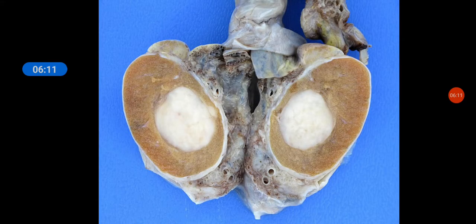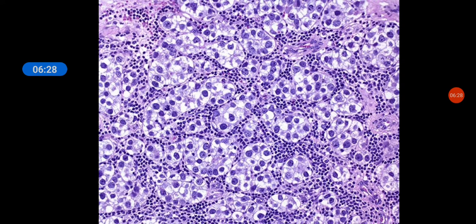This is another picture of seminoma itself, where you can see there is a well circumscribed gray to white tumor. Okay, and in the adjacent area you can see the normal testis, below you have the epididymis that goes up, and you have the spermatic cord. Okay, now coming to the microscopy, how will you describe?